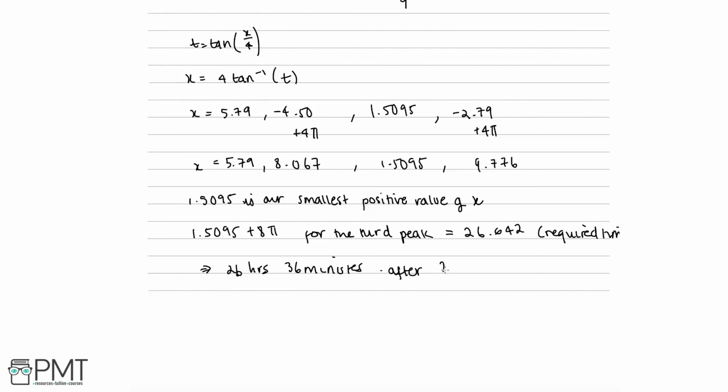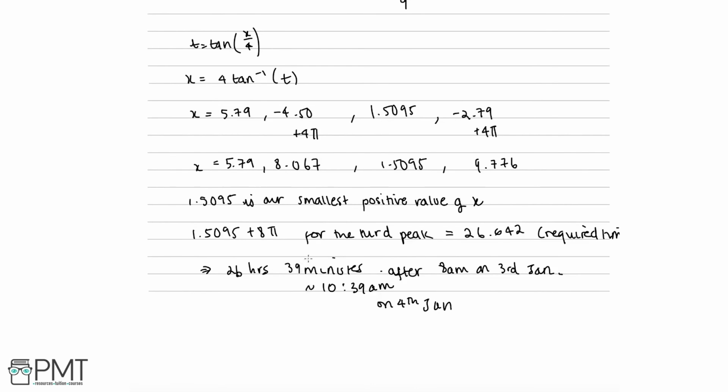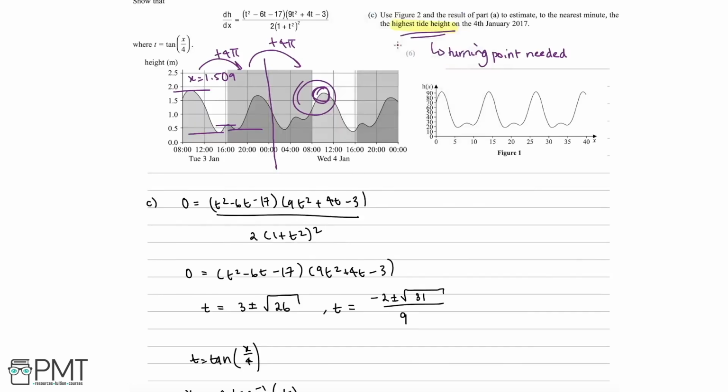And this is after 8 AM on the 3rd of January. And thus, if we add 26 hours and 36 minutes after 8 AM on the 3rd of January, we get approximately 10:39 AM on the 4th of Jan. So this represents our highest peak. Oh, and I realized that this should be 39 minutes, not 36 minutes. So 26 hours and 39 minutes after 8 AM on the 3rd of January, which is 10:39 AM on the 4th of January. So now that we've answered part C, let's find out where the marks are.